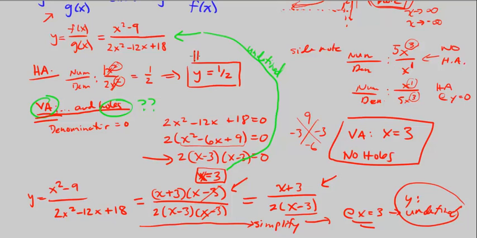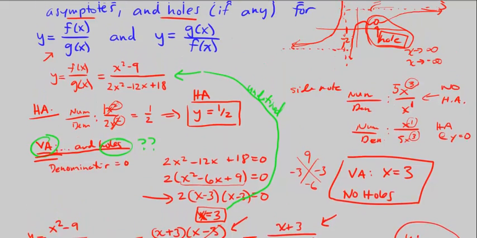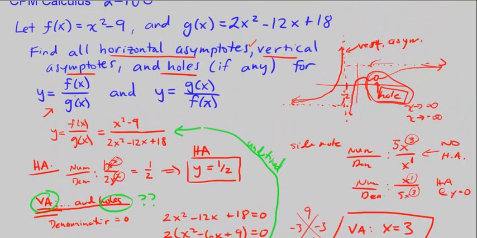Okay, so we have a horizontal asymptote at y equals 1/2 and a vertical asymptote at x equals 3, and no holes. Okay, so that's part 1 right here, where y is f over g. So now let's look at when we have y equals g over f.